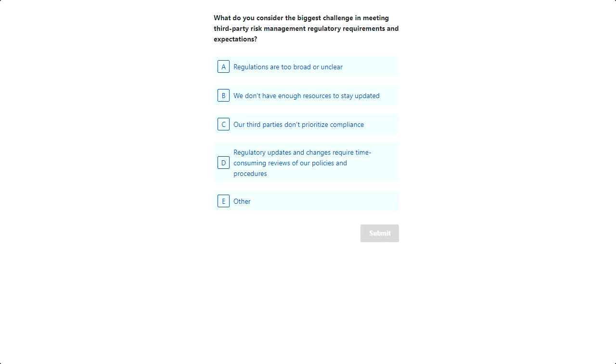Our third poll question of the day is, what do you consider the biggest challenge in meeting third-party risk management regulatory requirements and expectations? Regulations are too broad or unclear. We don't have enough resources to stay updated. Our third parties don't prioritize compliance. Regulatory updates and changes require time-consuming reviews of our policies and procedures, or other.